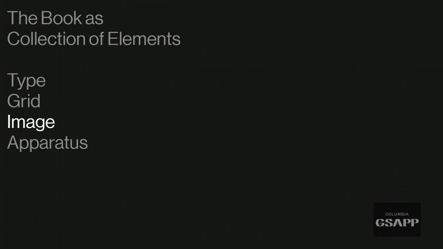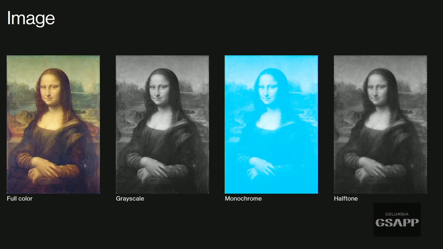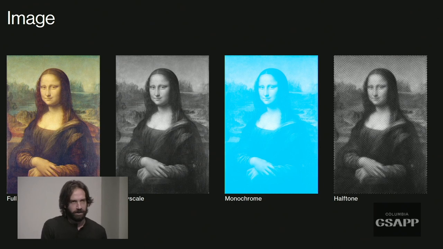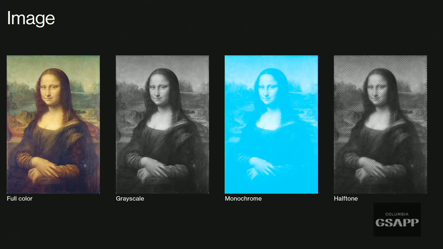I do want to talk about the image because it's still an element of the book, and in a really simple sense, I want to talk about the difference between various ways of printing or reproducing images. On the left, of course, you have a full color image. This is intended to be a one-to-one reproduction, right? Just trying to capture everything that there is about the original. Of course, it's being reproduced. Anyways, we acknowledge that. This is not the original Mona Lisa. This is just a digital image of it. But if being printed, a full color image is trying to be as true to the original as possible.